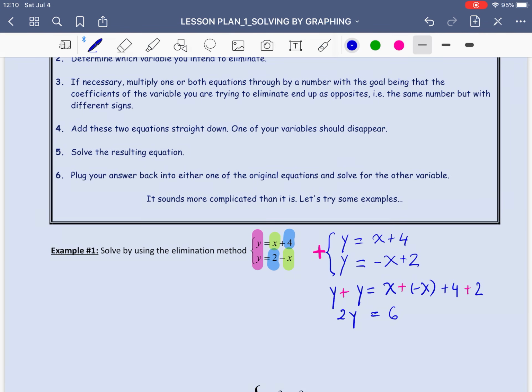So 2y equals 6. See how we ended up with an equation with a single variable, which makes it easier for us to solve it. Then we have y equals 6 over 2. So we got the y value equal to 3. So we'll say, hey, we got y equals 3.